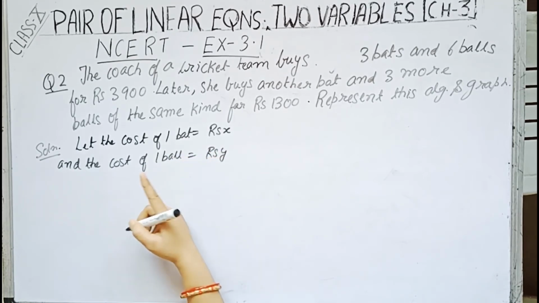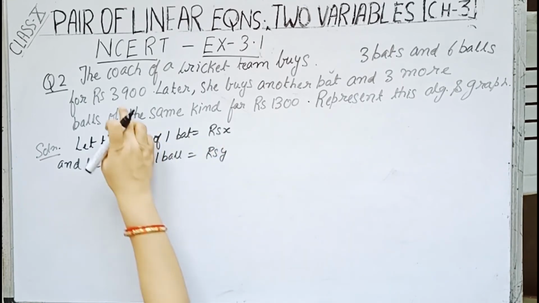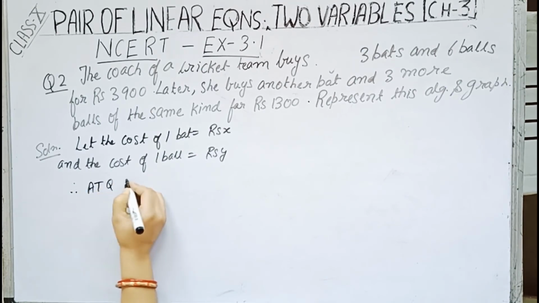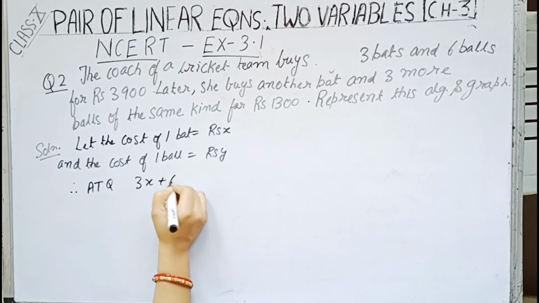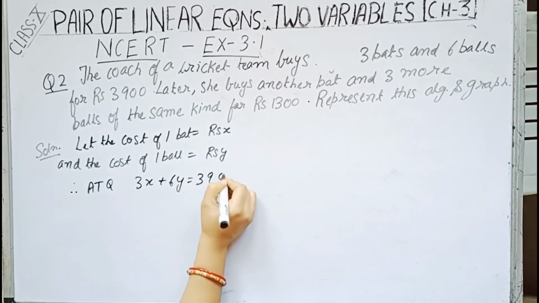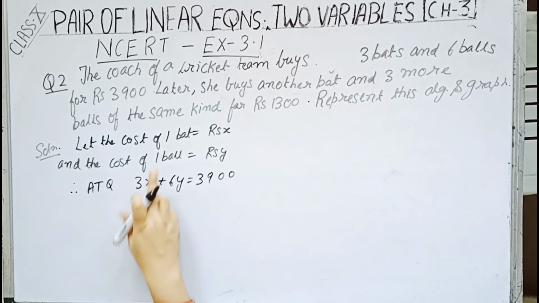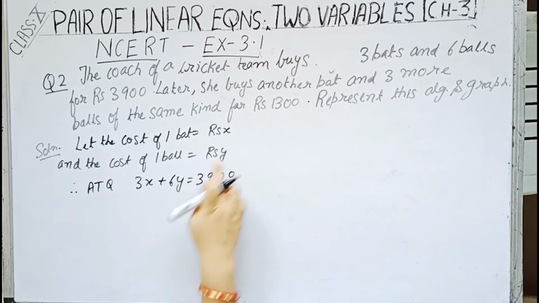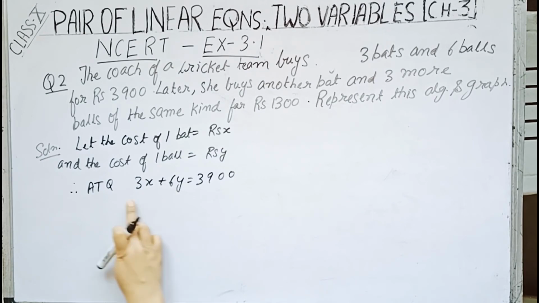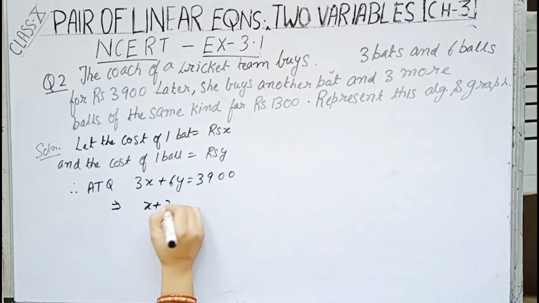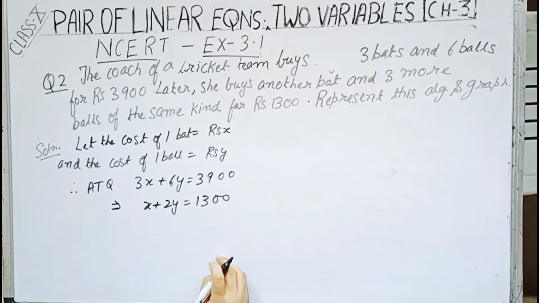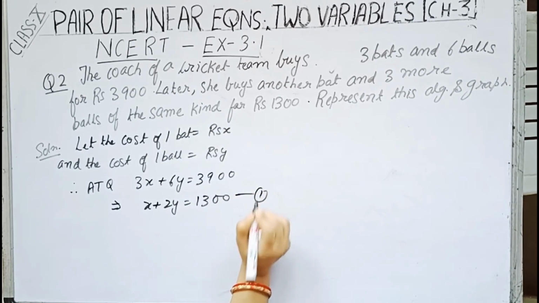Now the coach buys 3 bats and 6 balls for rupees 3900. Therefore, according to the question, 3x plus 6y equals 3900. The cost of 1 bat is x, so the cost of 3 will be 3x. The cost of 1 ball is y, so the cost of 6 will be 6y, and the total is 3900. Now we can write this as x plus 2y equals 1300, because 3 is common, so dividing by 3. Make it equation number 1.